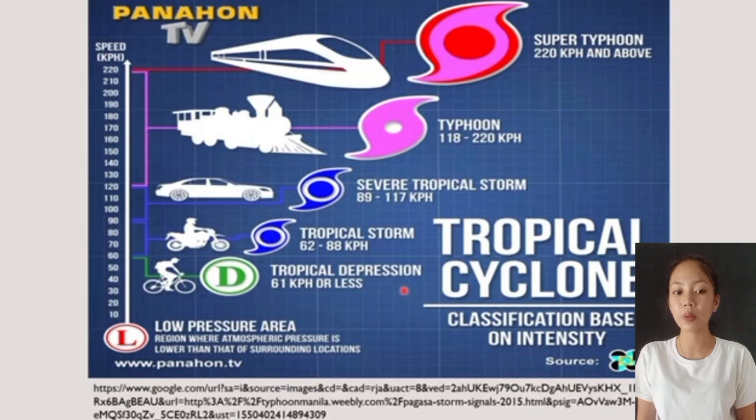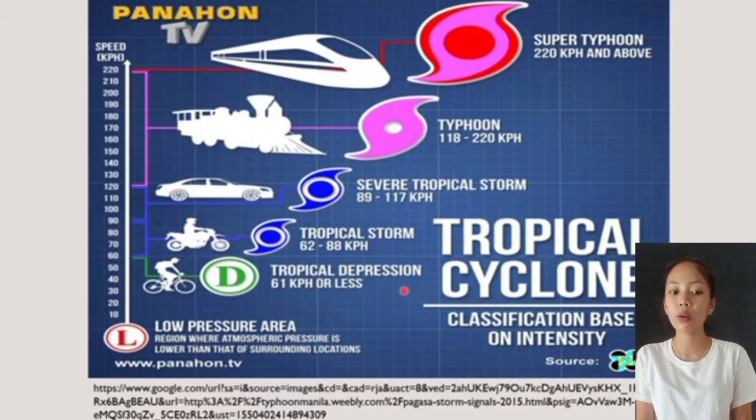If we will compare the speed of typhoon to the different levels, we have the tropical depression, yung pinakamahina na klase, which is up to 61 km per hour. Para ka lang nagmamaneho ng isang vehicle. Well, tropical storm is 62 to 88 km per hour. The speed, we can compare it to the motorcycle. Severe tropical storm is 89 to 117 km per hour. We can compare to SUV or car.